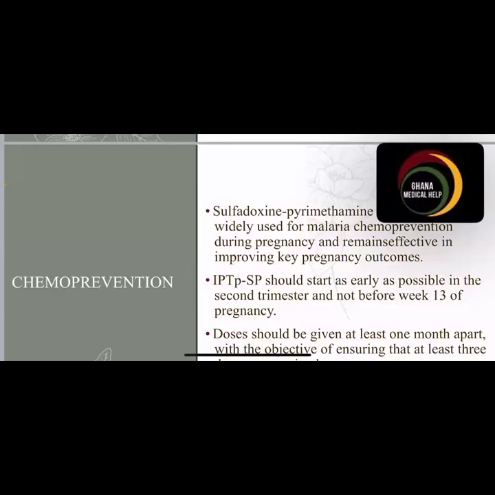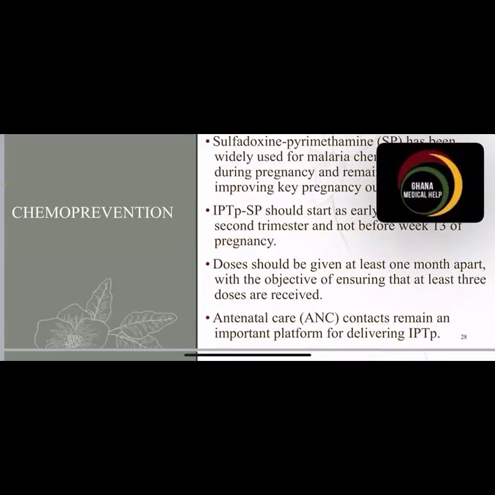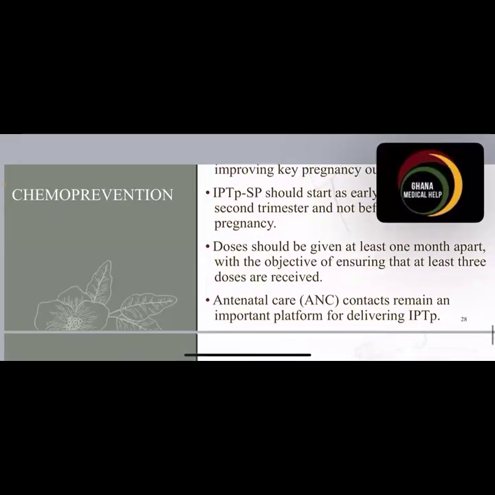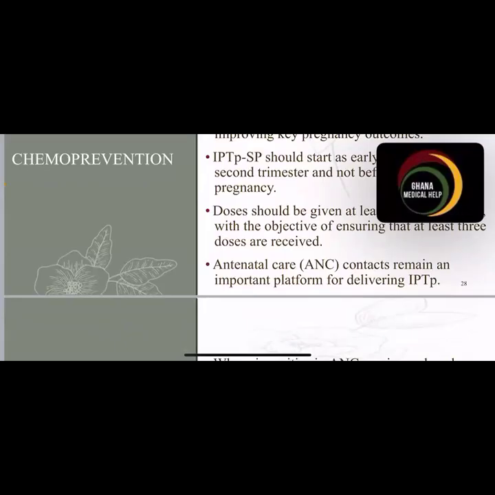The doses should be given at least 1 month apart, with the objective of ensuring that at least 3 doses are received. With 1 month apart, from your second trimester you can get as many as possible. But WHO recommends that if it's not possible, at least let the person get at least 3 of them before they give birth. It will help the patient. And antenatal care contacts remain an important platform for delivering these drugs.